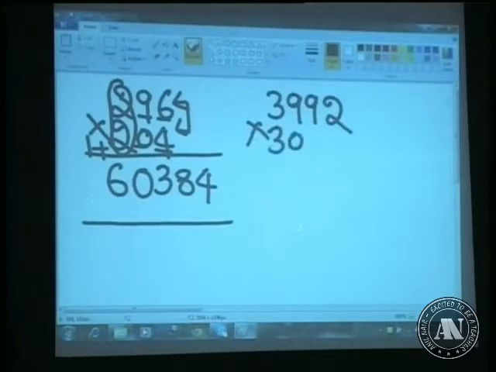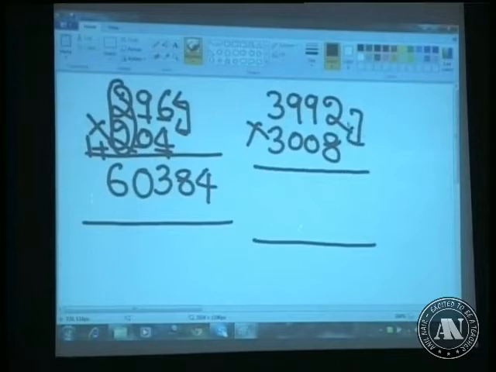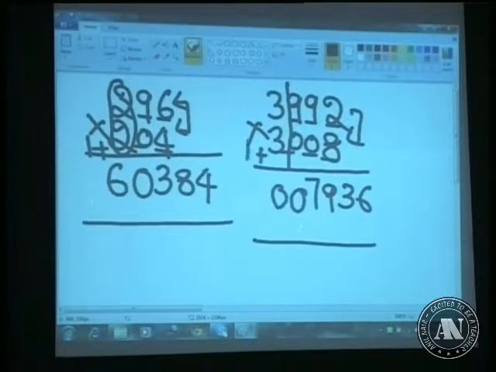Now please see one more example. 3992 into 3008. 992 plus 8, again 1000. Am I right? Multiply 992 into 8. 8 2s are 16. 9 8s are 72 plus 1, 73. 9 8s are 72 plus 7, 79.